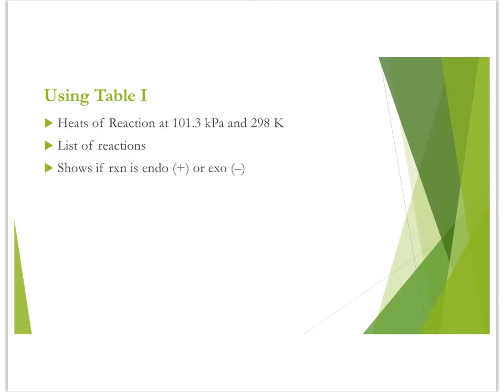Now, reference table I is what we're going to use to determine the heat of reaction at 101.3 kilopascals and 298 Kelvin. 101.3 kilopascals is also 1 atmosphere, which is standard pressure. 298 Kelvin is 25 degrees Celsius, which is basically like room temperature. It's not standard temperature, it's room temperature. So you get a list of reactions here, and it shows if the reaction is endo or exothermic.